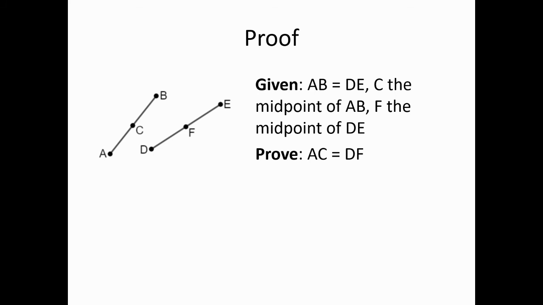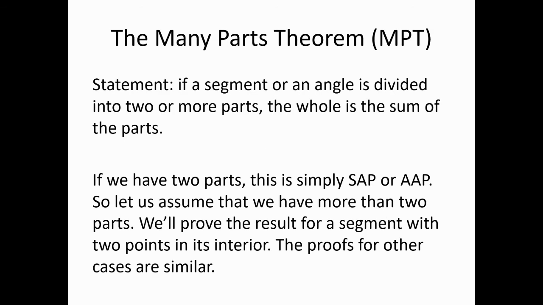But we'll prove one instance of this, namely AC is equal to DF. And then, of course, in the same way, one could prove that all the other pieces are equal as well. So you will do this. The many parts theorem is often quite convenient to have, so we don't have to reprove it in later proofs.